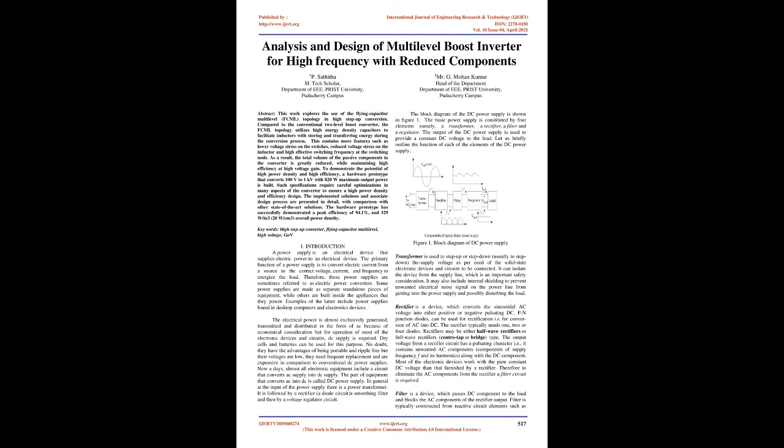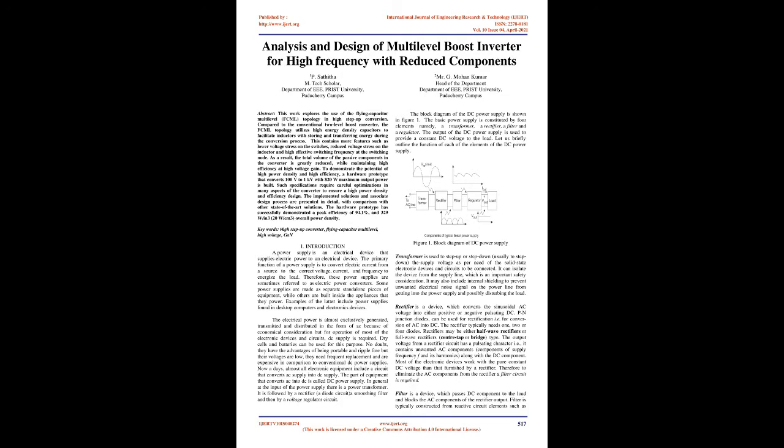Such specifications require careful optimizations in many aspects of the converter to ensure a high power density and efficiency design. The implemented solutions and associated design process are presented in detail, with comparison with other state-of-the-art solutions. The hardware prototype has successfully demonstrated a peak efficiency of 94.1%, and 329 W/in3, 20 W/cm3, overall power density.